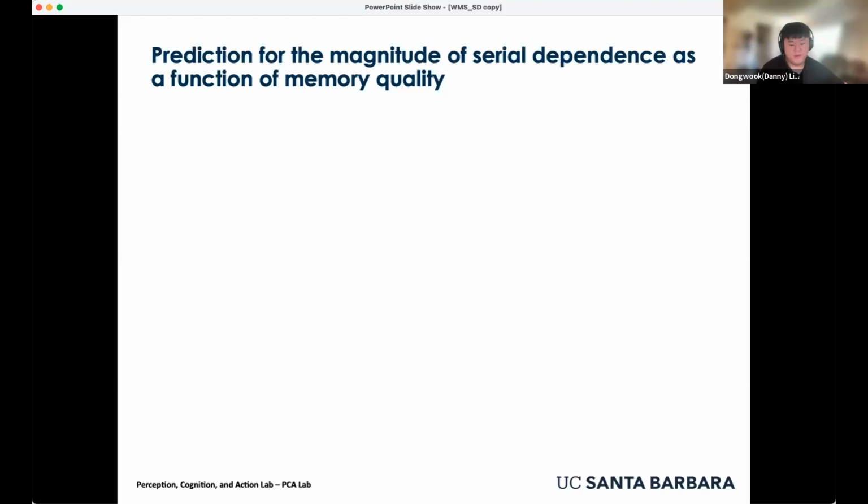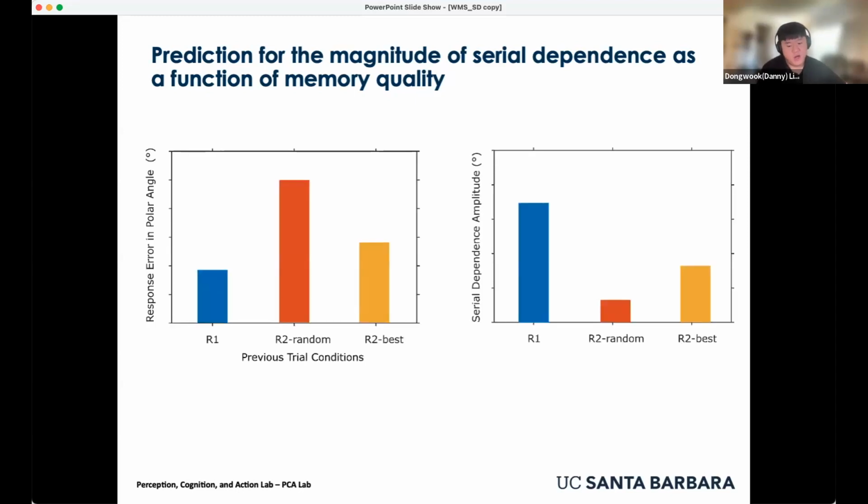Now that we know serial dependence occurs in study 2 and there is a memory quality difference in the induced trial, we can discuss our expectations. Based on our hypothesis, we expect the magnitude of serial dependence to vary depending on the quality of the previous trial's working memory. If our hypothesis is supported, we will observe a pattern similar to the one depicted on the right, where the magnitude of serial dependence is greater when the memory quality is better, resulting in lower response error. So the R1 condition would show the strongest serial dependence, while the R2 random condition would exhibit the weakest serial dependence due to its lowest accuracy in response error.